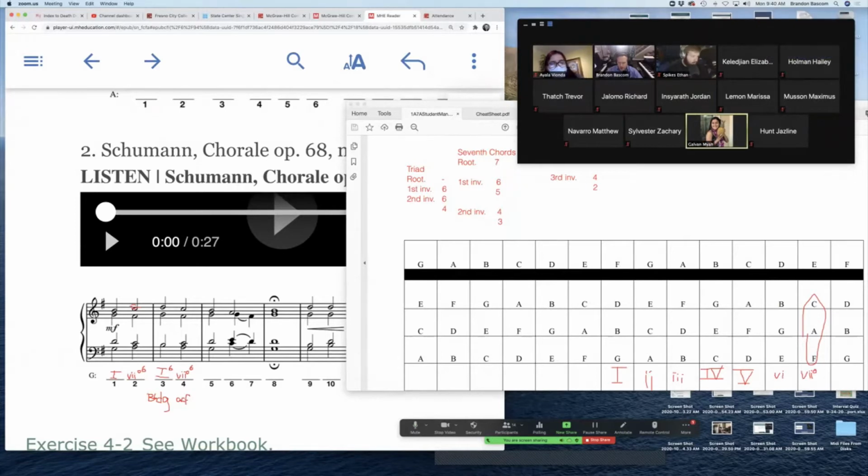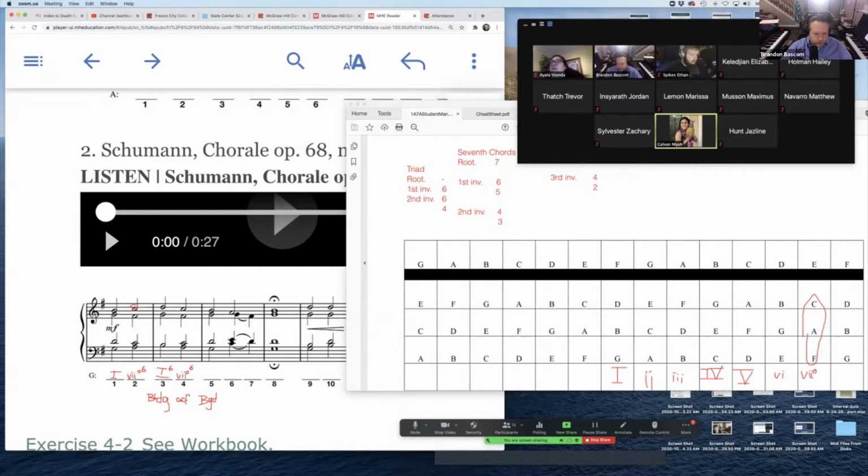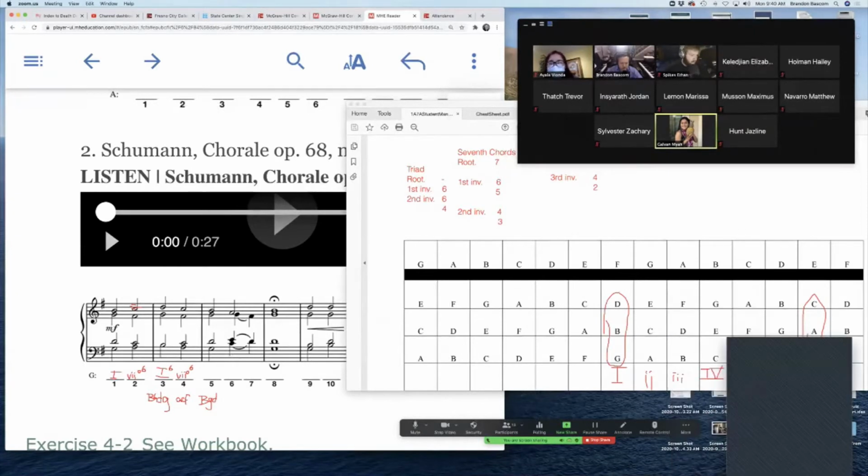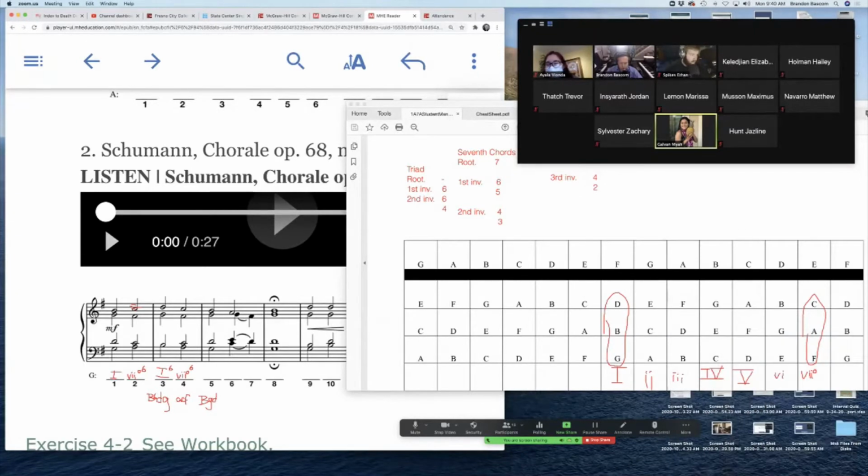We got a B, a G. What is that? A D. Yep. And then another G. Yep. What kind of a chord is it? 1 chord. Is it in root position? Yes. So I just have to put a 1. Roman numeral 1. Good.